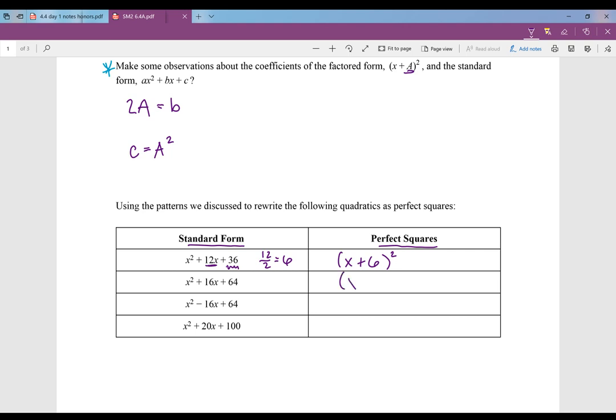Okay, for the next one, you should have got x plus 8 squared and x minus 8 squared. And this is minus because we have a negative 16, so half of that would be negative 8. And then 64 is still positive because a negative times a negative is a positive. And lastly, we got x plus 10 squared.